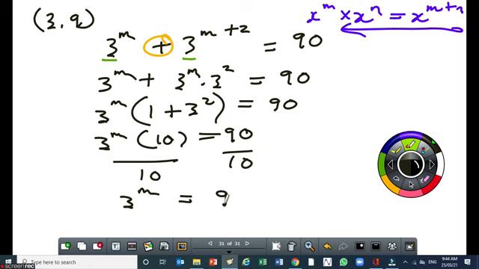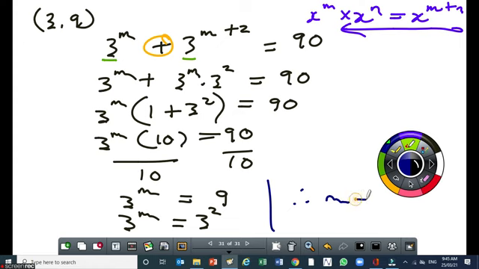Fortunately, the 9 can be converted to the base of 3, which is the objective. You are in grade 10: if you are solving an exponential equation and you can't make the bases the same on both sides, it means something is wrong. For you, the only way is to make the bases the same. So this becomes 3 to the power of m is equal to 3 squared. Therefore m is equal to 2, because here we have the same base.